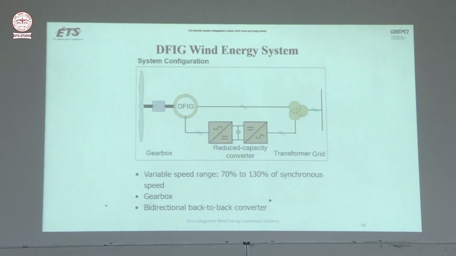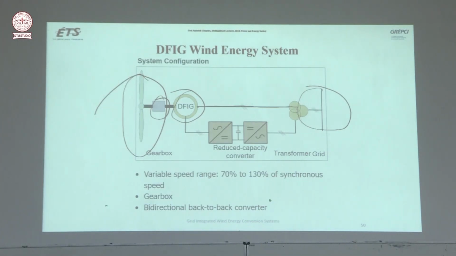Now coming to doubly fed induction generator wind energy conversion system. Basically, it is a double wound induction machine: on the rotor side you have winding, on the stator side you have winding. The stator you are directly connecting to the grid here. This is the wind turbine and this is the gearbox.